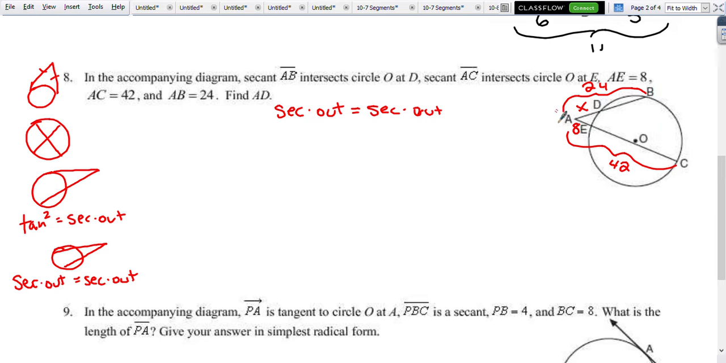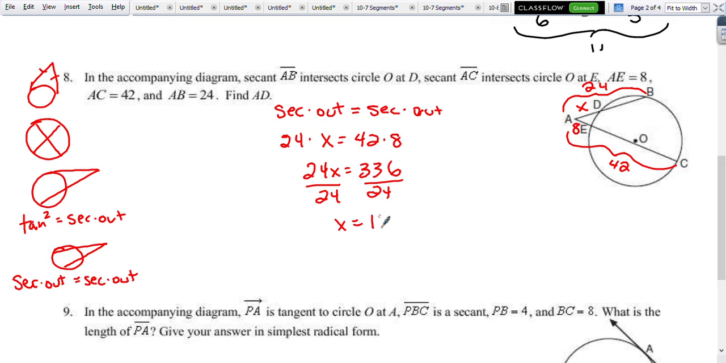So the secant for the first line is 24. The outside piece here is x, and that's equal to the secant on this side, which is 42, times the outside segment here, which is 8. So we get 24x is equal to 336. We're going to double check that because we've got a calculator. And we're going to divide out by 24 to get our answer. And this is going to equal 14.